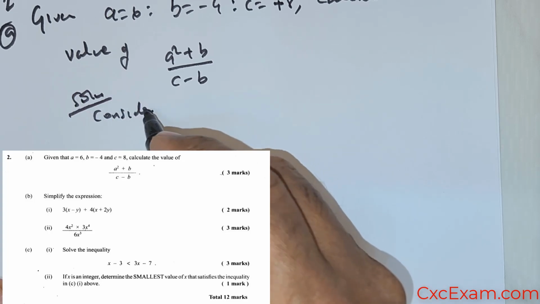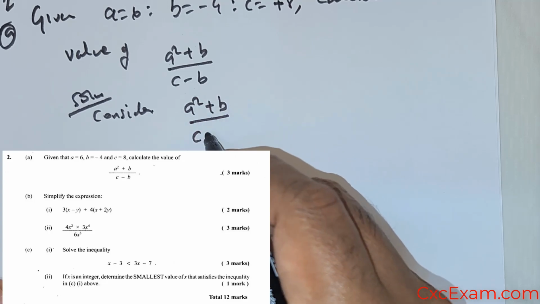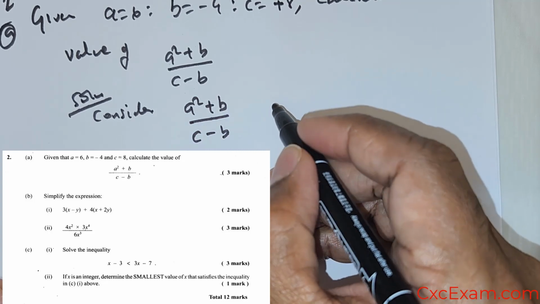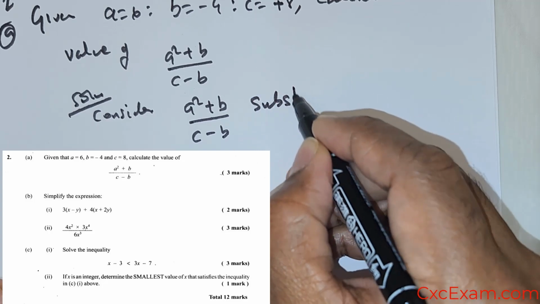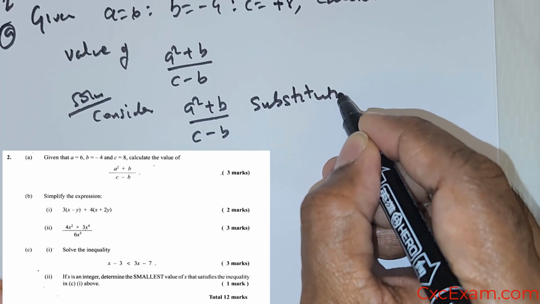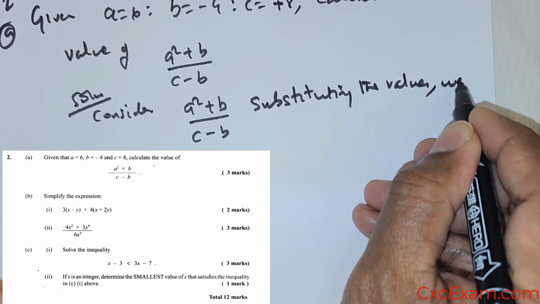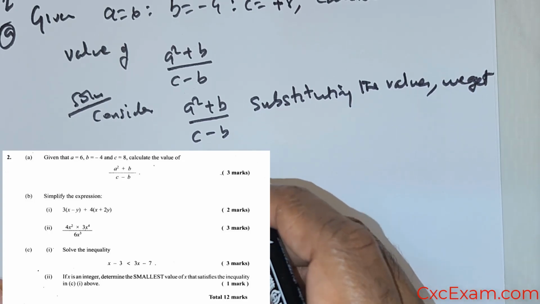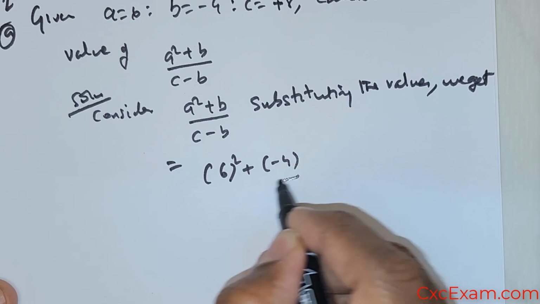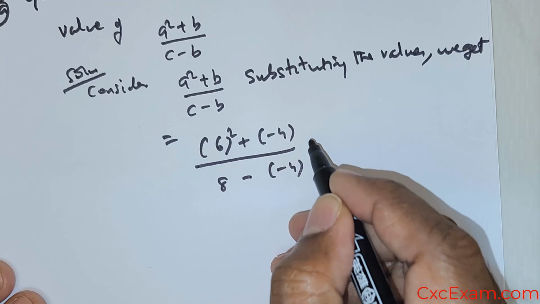So what I'm going to do, I'm going to write it like this. Consider (A squared + B) divided by (C - B). And then we will be substituting the values we get. So for A, it is going to be 6 squared, for B it is going to be -4, for C it is going to be 8, and B is going to be -4.